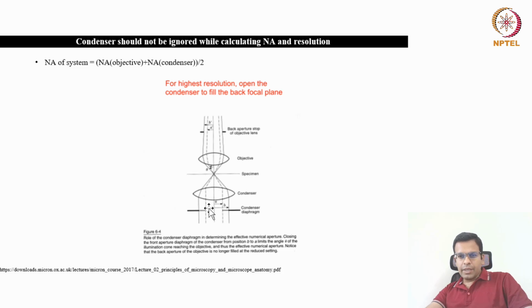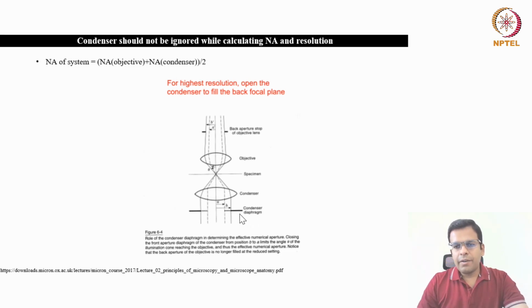Because here you can see this is a condenser lens and the light is coming from the light source, and condenser actually focuses the light on the sample. So if you close the condenser diaphragm from B position to A position, the back aperture of the objective lens will not remain completely filled with light, and that will reduce the resolution. So always you should keep the condenser sufficiently open to fill the back focal plane of the objective lens.